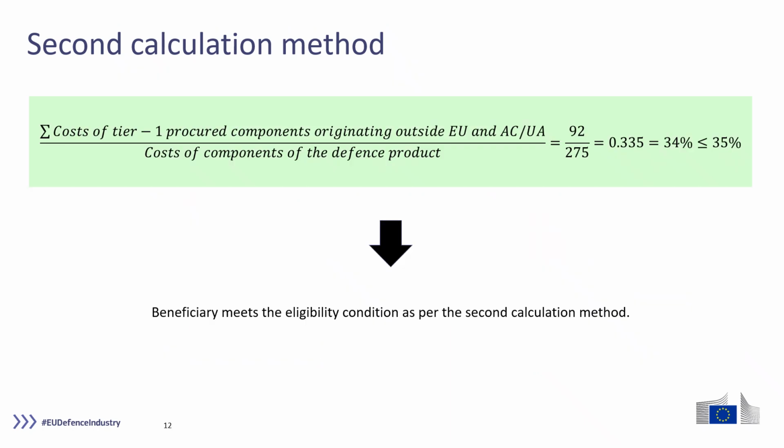So let's apply the equation. The ratio of the cost of components originating from outside the Union to the cost of components of the defense product is 92 divided by 275. This equals 34%, which is below the threshold of 35%. This means that the applicant fulfills the criterion and is eligible for EDIP funding.